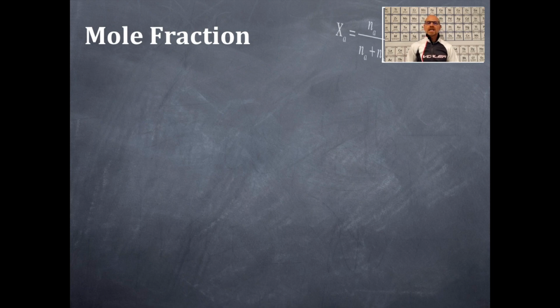Mole fraction. Here is the generic equation for the mole fraction. x sub a, the mole fraction, is equal to n sub a divided by n sub a plus n sub b plus n sub c, etc. Remember, in PV equals nRT, n was moles. So that's why we're using n here for the moles. Okay, so let's do a problem.